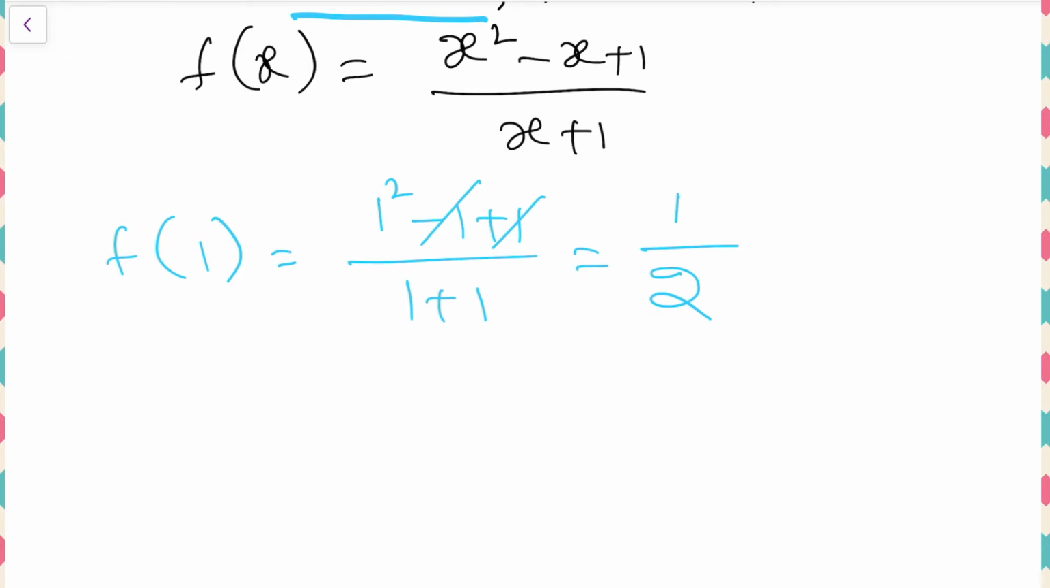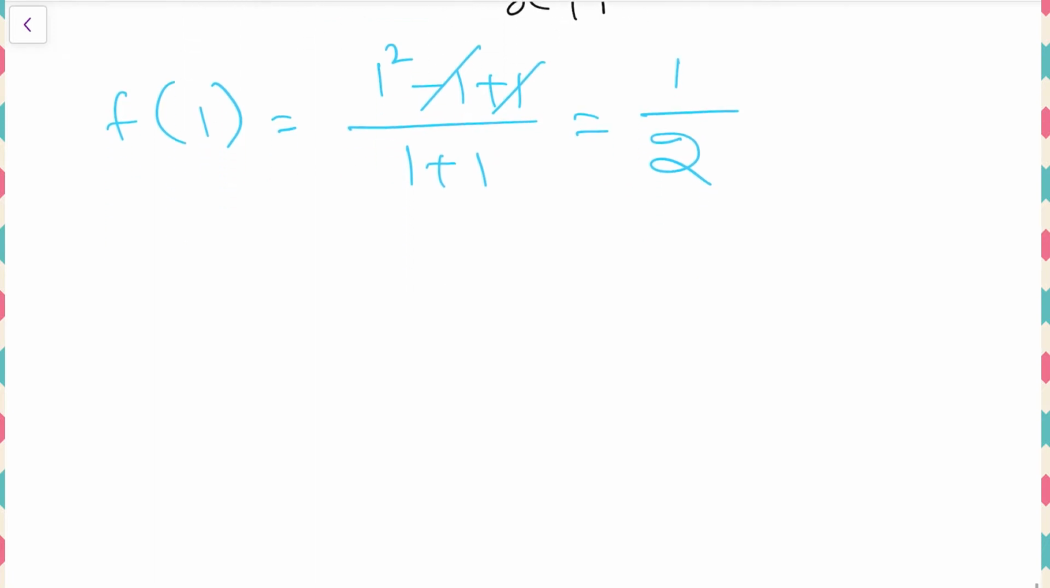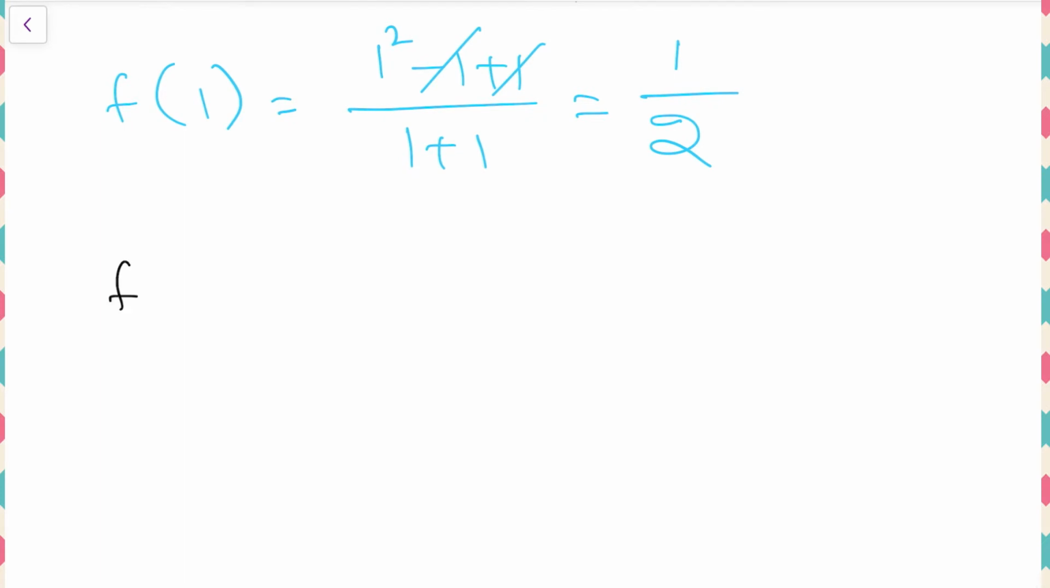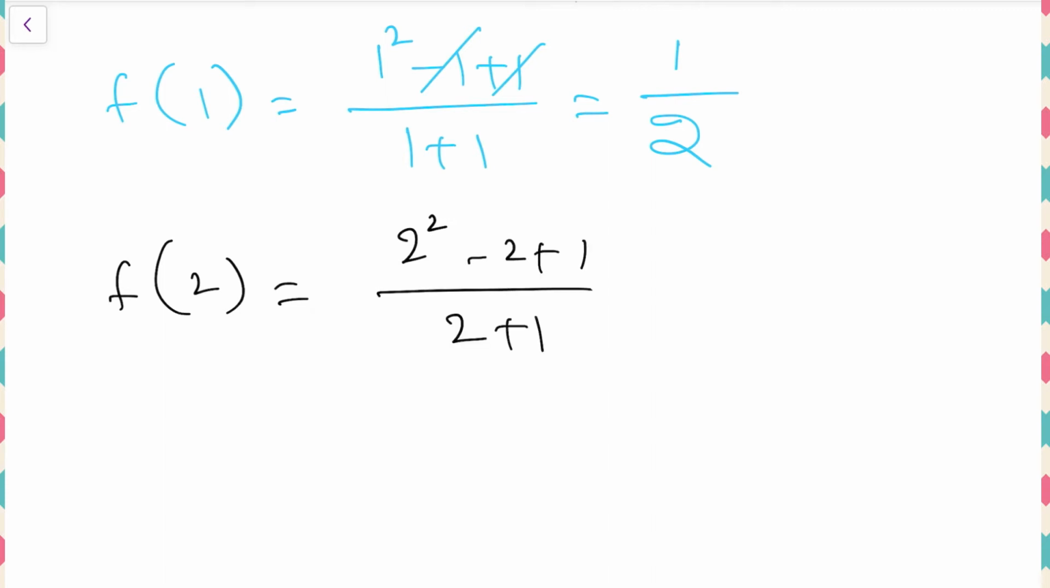Next I am going to substitute 2. F of 2 equals to 2 square minus 2 plus 1 divided by 2 plus 1, which is equals to 2 square is 4 minus 2 plus 1, divided by 2 plus 1 is 3. 4 minus 2, 2. 2 plus 1, 3. 3 by 3. 3 by 3 is nothing but 1. So the value of f of 2 is 1.